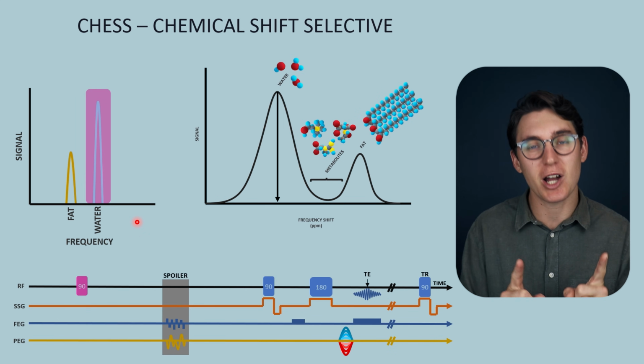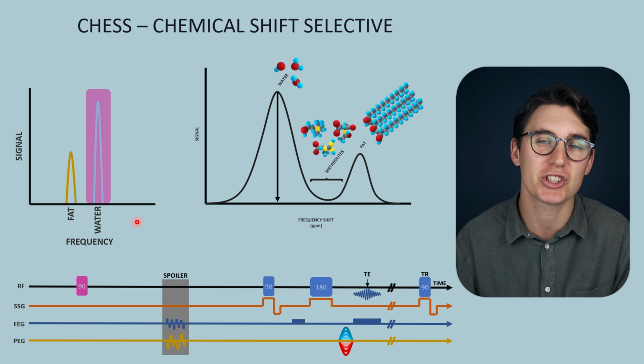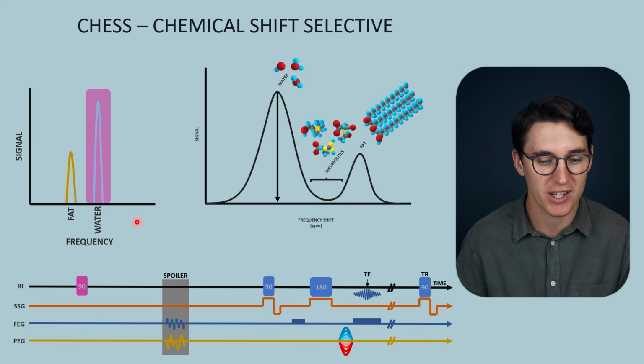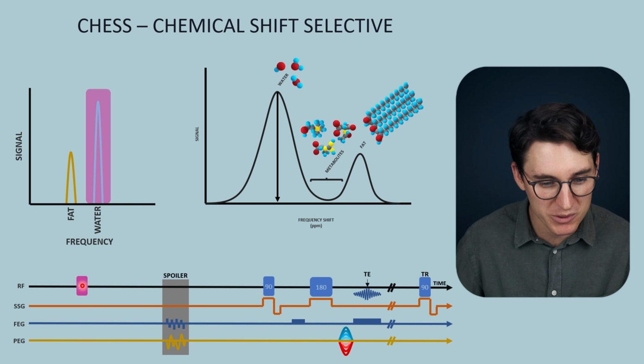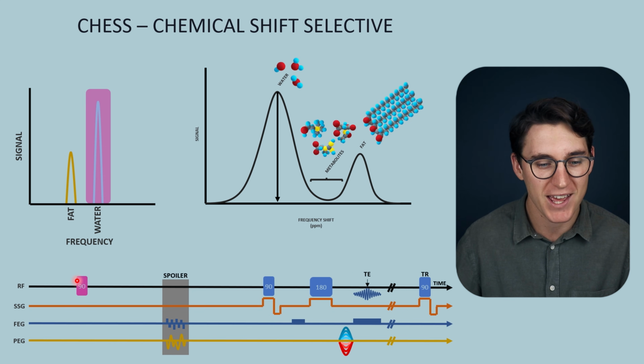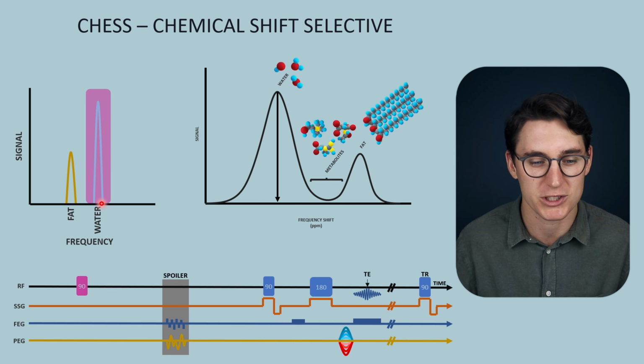Now, we can suppress signal coming from water using what's known as a chemical shift selective sequence, or a CHESS sequence. Here we apply a radio frequency pulse that has a very narrow bandwidth that's specific for the frequency of water.